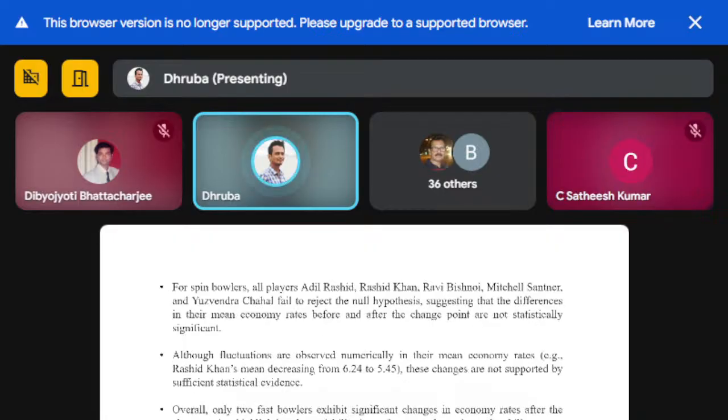For spin bowlers, all players, Adil Rashid, Rashid Khan, Ravi Bishnoi, Mitchell Santner, and Yuzvendra Chahal, failed to reject the null hypothesis, suggesting that the differences in their mean economy rates before and after the change point are not statistically significant. Although fluctuations are observed numerically, with Rashid Khan's mean decreasing from 6.24 to 5.45, these changes are not supported by sufficient statistical evidence. Overall, only two fast bowlers exhibit significant changes in mean economy rates after this change point, highlighting the variability in performance dynamics and stability across bowling types.